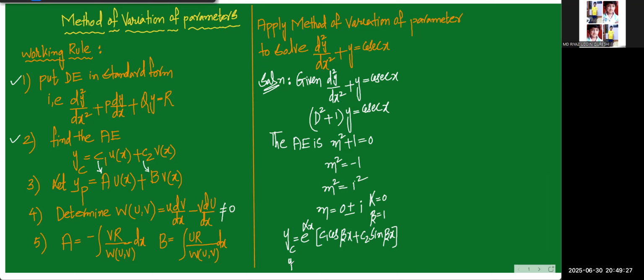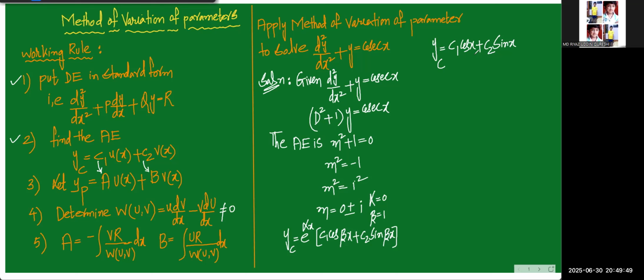So our yc value is, let us write it this side, e power 0 is 1, and beta is 1. So c1 cos x plus c2 sin x is our complementary function. C1 cos x plus c2 sin x is our complementary function.